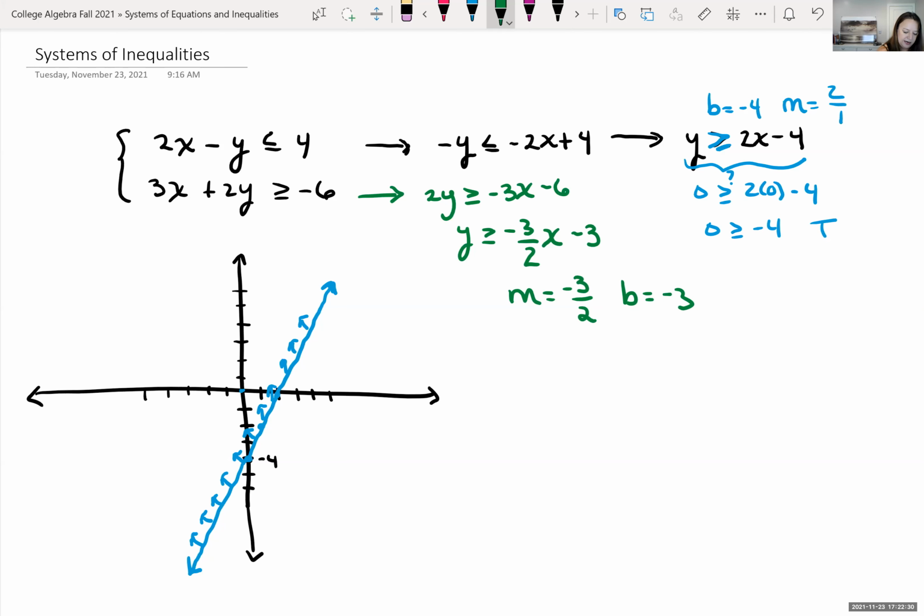So let's graph that line. We have a y-intercept of -3. Then if we fall 3, we would run over 2. Or if we rose 3, we would run over 2 in the negative direction. And so we get this line in here.